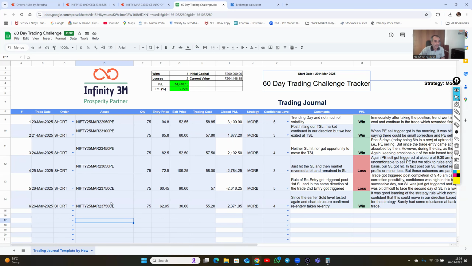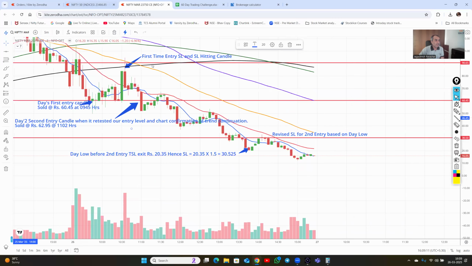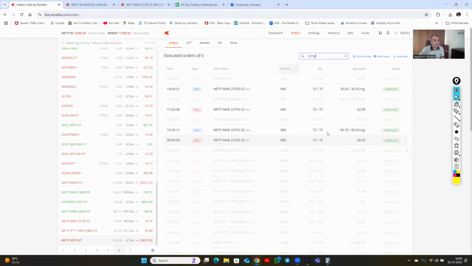The next trade came, and again we sold at almost a similar price, around 60.45. It touched 60.45, but by the time we could sell, it went up a bit, which was in our favor, so we sold it at 62.95. As you see here, I just highlighted the trades.